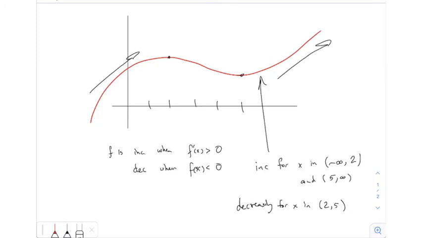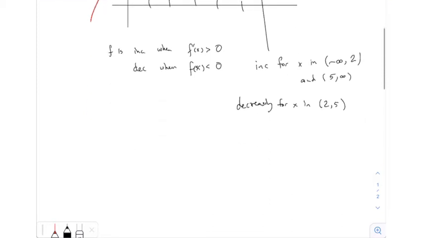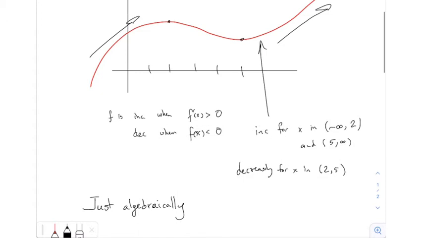Any questions about that? It's pretty simple, in my opinion, if you know what you're looking for, to look at the picture and say, where is it increasing or decreasing? Give me intervals like that. All right? What's more interesting is how do we answer the same question without looking at a picture? Just algebraically, we can do the same thing. Algebraically, that is, using the equation, not looking at the graph. How can you do this?